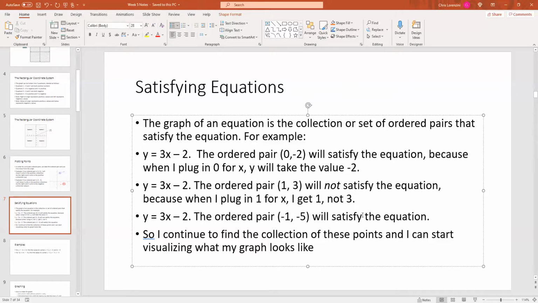So I continue to find the collection of these points so I can start visualizing what my graph looks like. Like I said, in this class, we are just dealing with linear equations, but this same process holds when we're dealing with more complex equations. Those things do show up a lot of times when we're dealing with real world information. So if we're ever dealing with situations where we have quadratic equations, logarithmic equations, things like that, we can still follow the same process by finding things that satisfy each equation.